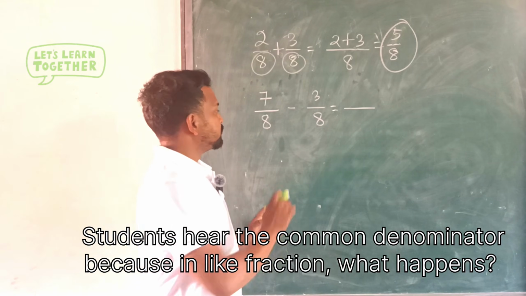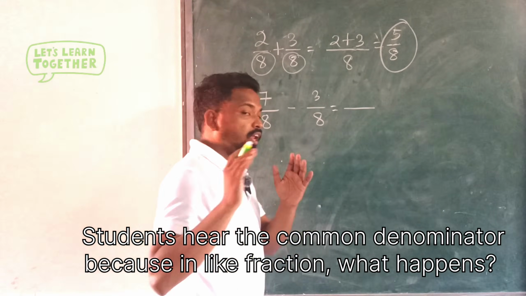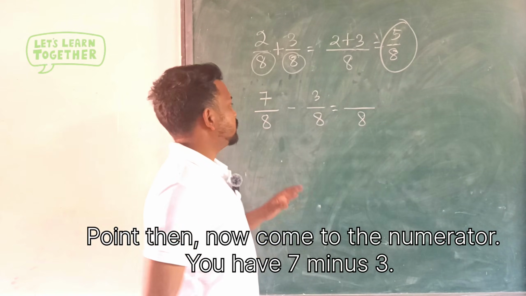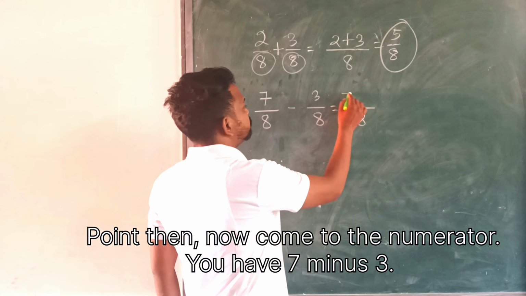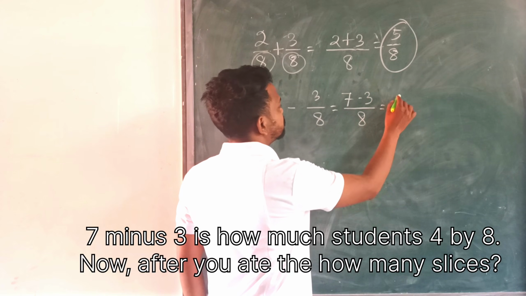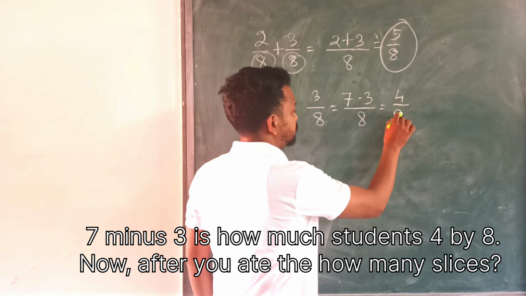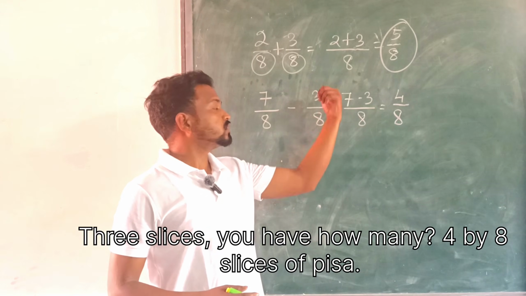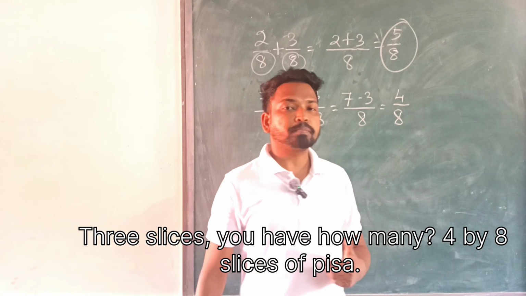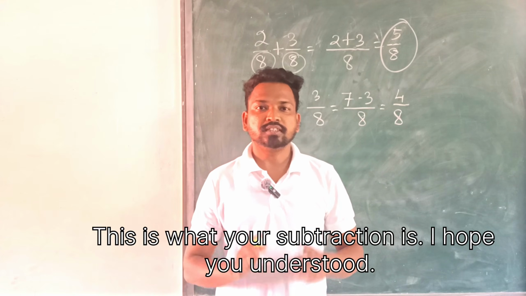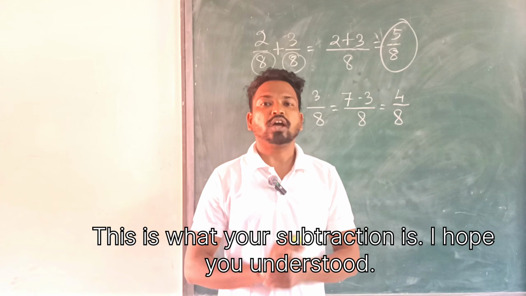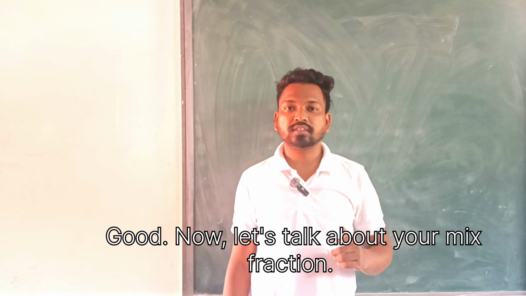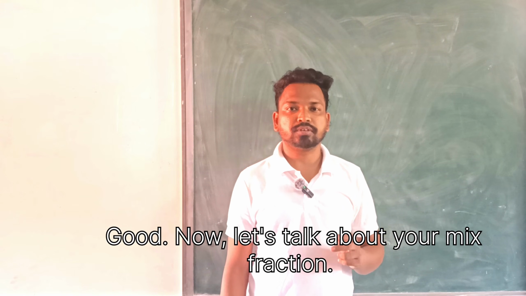Just try to understand, students. Here we take the common denominator, because in like fractions that is what happens. Okay, fine. Then now come to the numerator. You have 7 minus 3. 7 minus 3 is how much, students? 4. 4 by 8. After you ate 3 slices, you have 4 by 8 slices of pizza. This is what your subtraction is. I hope you understood how to add like fractions and how to subtract like fractions.